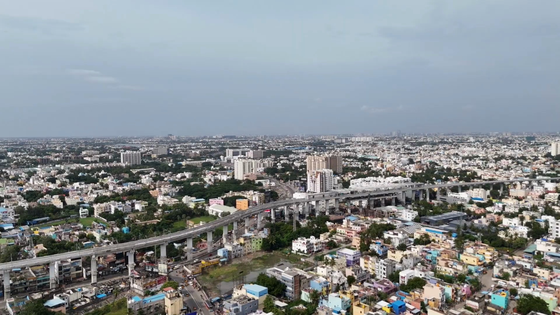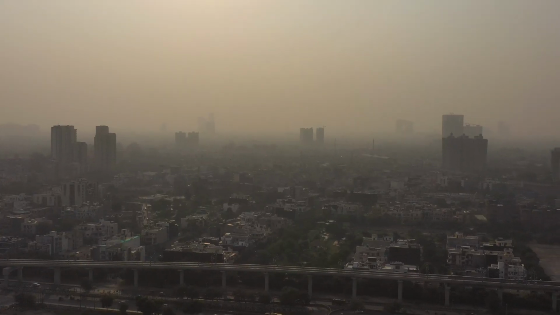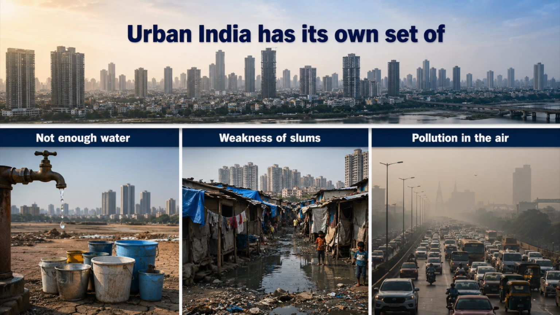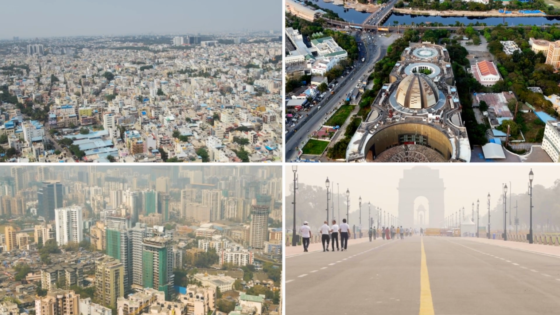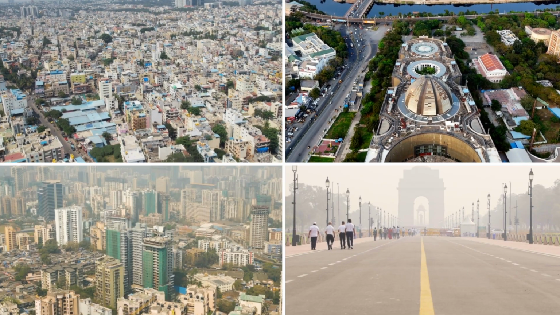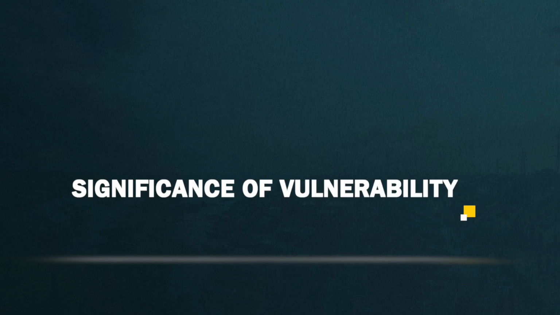Apart from this regional categorization, urban India has its own set of problems. For example, the heat island effect, bad drainage leading to floods in the cities, contaminated water, not enough potable water, weakness of slums, and pollution. Almost every year, cities like Mumbai, Delhi, Chennai, and Bangalore have to deal with climatic emergencies. And with this, I am now concluding the whole chapter. In summary, I would like to show the significance of vulnerability.